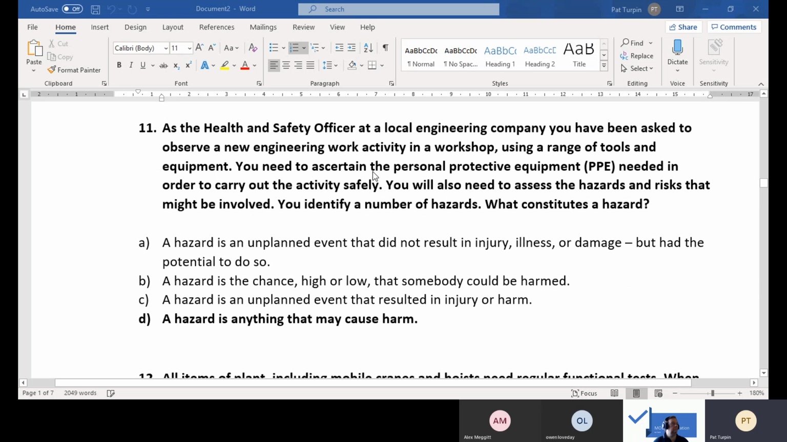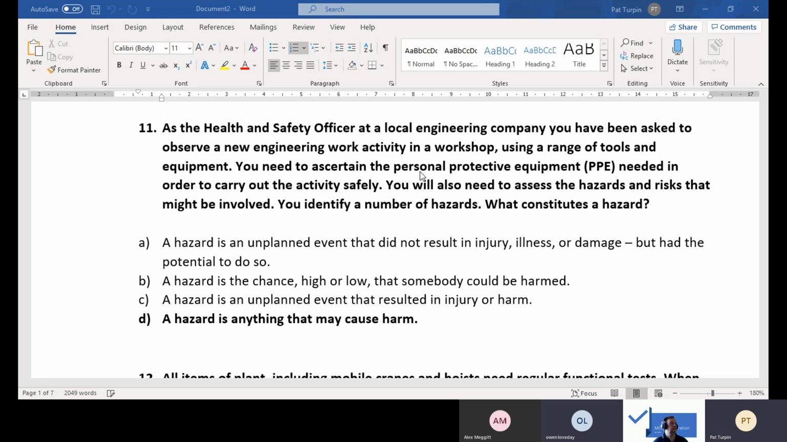So look at this. Health and safety officer at a local engineering company been asked to observe a new engineering work activity using a range of tools and equipment. You need to ascertain the PPE needed in order to carry out this safely. You'll also need to assess the hazard risks that might be involved, and you identify a number of hazards. So ultimately, what constitutes a hazard? Well, simple, isn't it? A hazard is anything that may cause harm.